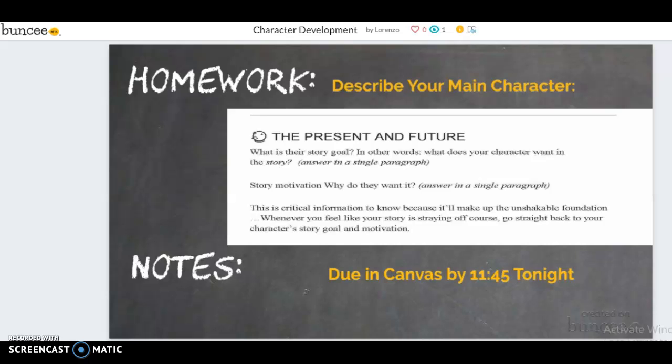So this is critical information to know, because it'll make up the unshakable foundation. Whenever you feel like your story is straying off course, you can always go straight back to your character's story goal and motivation. Try to remember, your story is about the character or characters. The more you know, the more you'll be able to describe to the reader, and again, it'll make your story a lot more interesting. And of course, that's what we want.